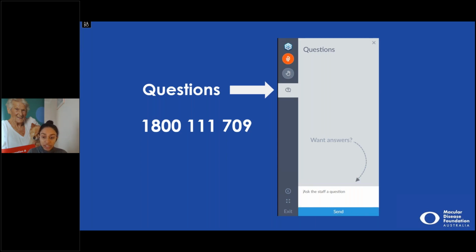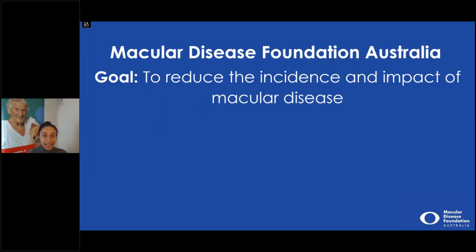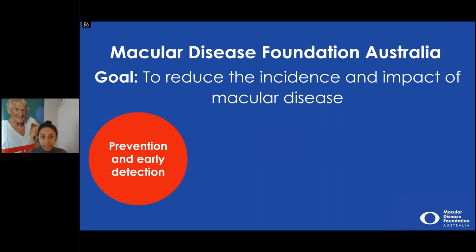Before we move on to questions, however, I did want to talk quickly about the Macular Disease Foundation Australia and the work that we do. Our goal is to try and reduce the incidence and impact of macular disease, and we try to do this through our 4 pillars. The first pillar is prevention and early detection. We provide accurate, current and ongoing information about macular diseases to the community, nationwide. Last year, we reached almost 7,000 people through our education sessions.